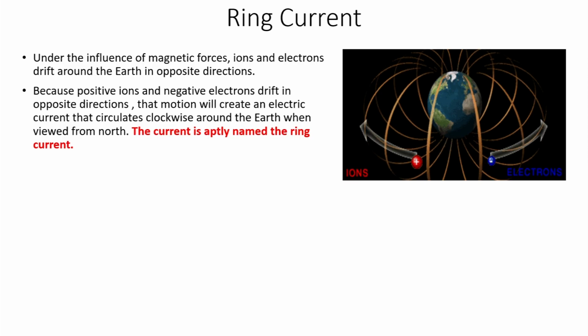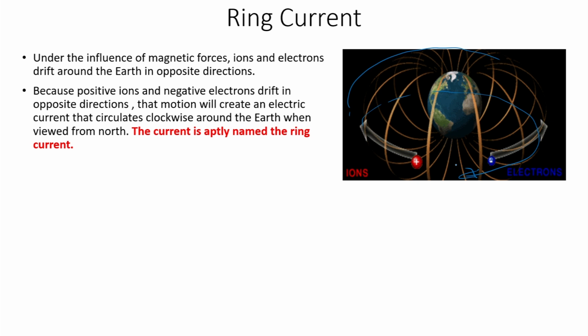Because the positive ions and negative electrons drift in opposite directions, this motion creates an electric current that circulates clockwise around the Earth when viewed from the north. Whenever you view it from the north, you will find a clockwise current. The current direction is assumed to be the direction in which the positive charge moves, so this will be the direction of the current.